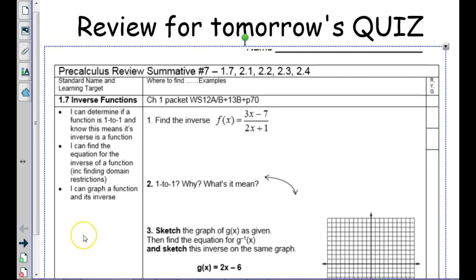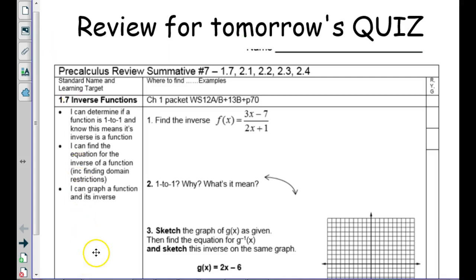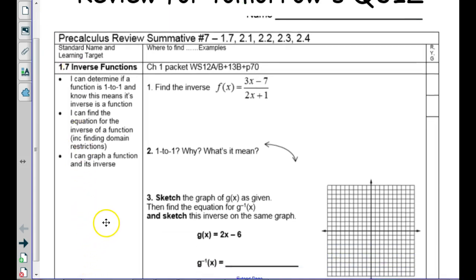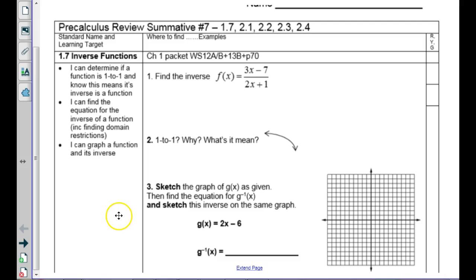All right, guys, so this is the review for quiz 7. We will be revisiting inverse functions with one of these lovely questions with x in 2 places. So when you switch x and y, you get x equals 3y minus 7 over 2y plus 1. Who remembers how we do this?